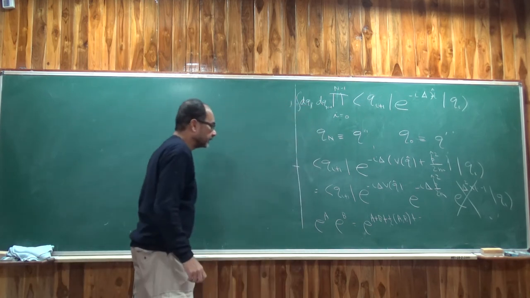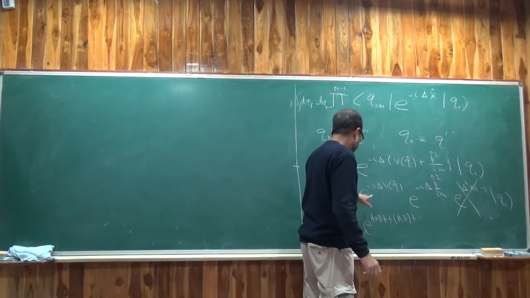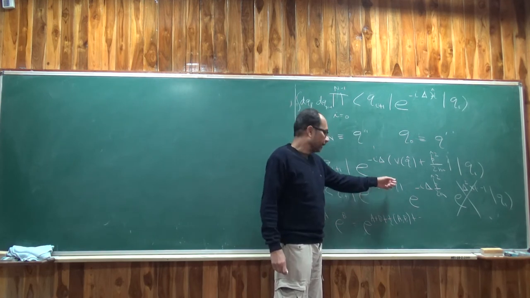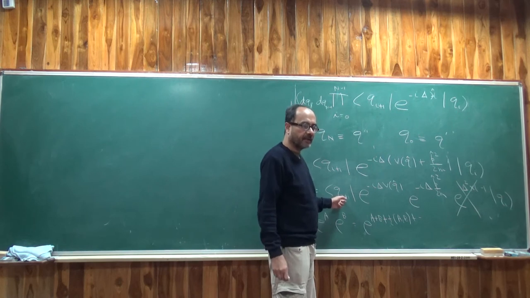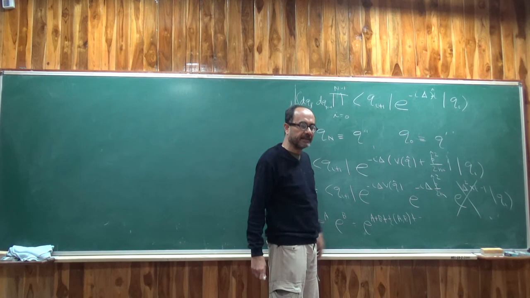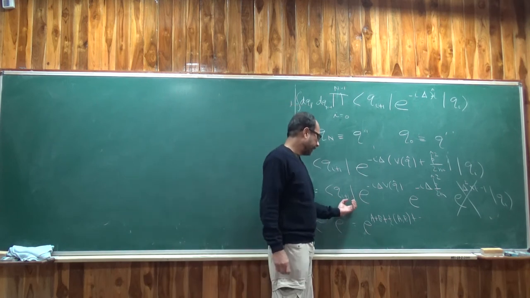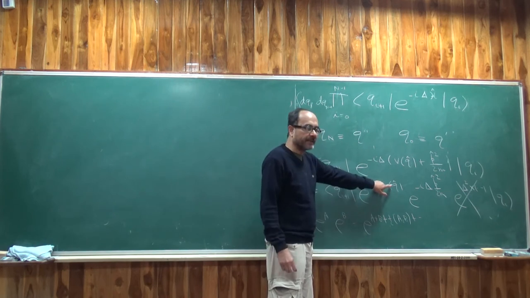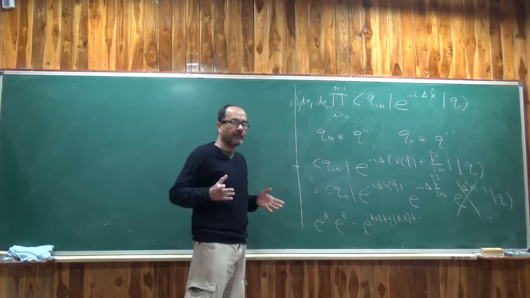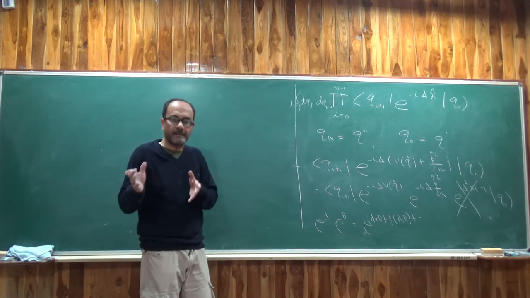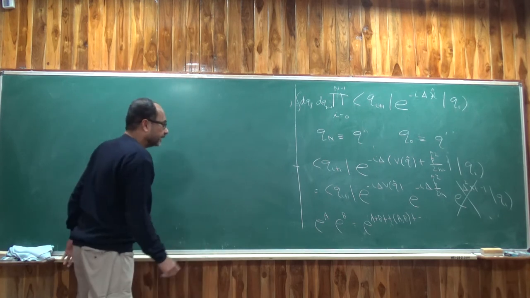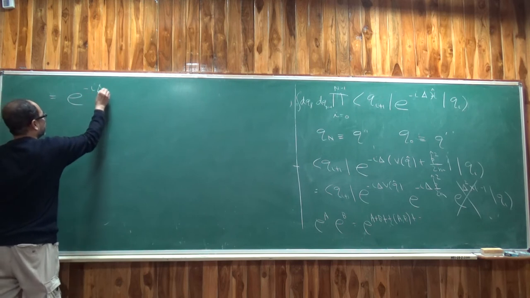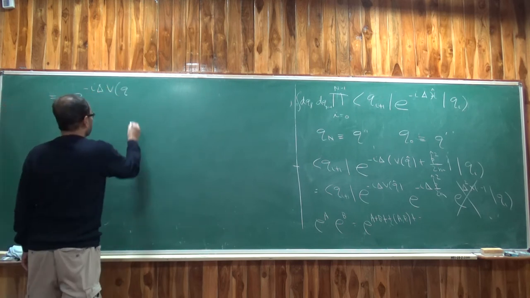Okay, so now this is an eigenstate of q hat. This is a function of q hat. So what will happen when this acts on this? This is of course a Hermitian operator, so q hat acting on the left and right gives the same thing. You know the result for this. We just replace the q hat operator by q i plus 1. Any function of q hat acting on the eigenstate q will give you f of q times the same eigenstate. So this then gives e to the power minus i delta V of q i plus 1.